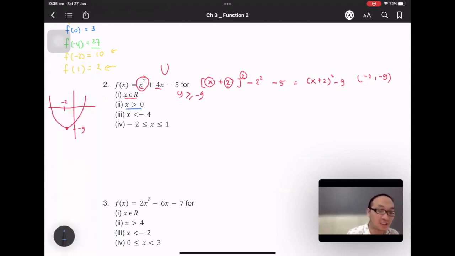Second one, x greater than 0. So we have to find the f(0). The f(0) is negative 5. So here is negative 5. So this is exclusive. So x is greater than 0. So it's moving to the right. So the function will be moving upwards. So we can see that this is a 1-1 function. So the range will be taken from this border. So y is negative 5 and up. So greater than negative 5, exclusive.